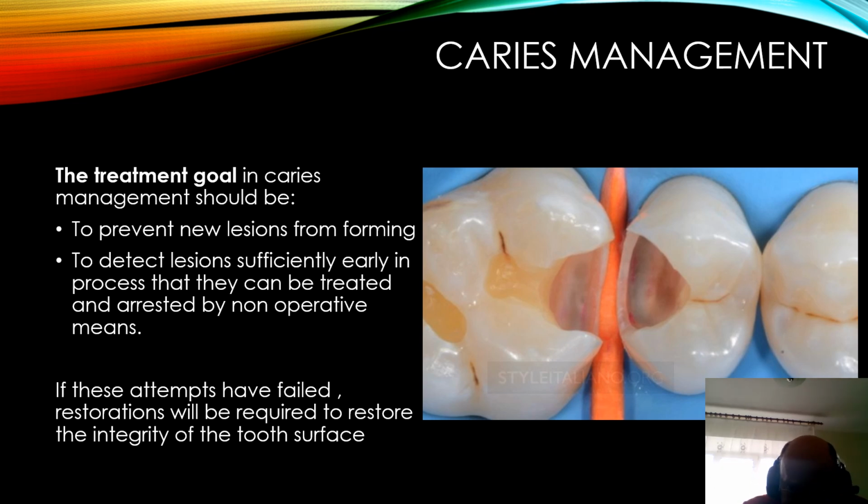And then let's talk about caries management. The treatment goal in caries management should be to prevent new lesions from forming, to detect lesions sufficiently early in the process that they can be treated and arrested by non-operative means. If these attempts have failed, restorations will be required to restore the integrity of the tooth surface.